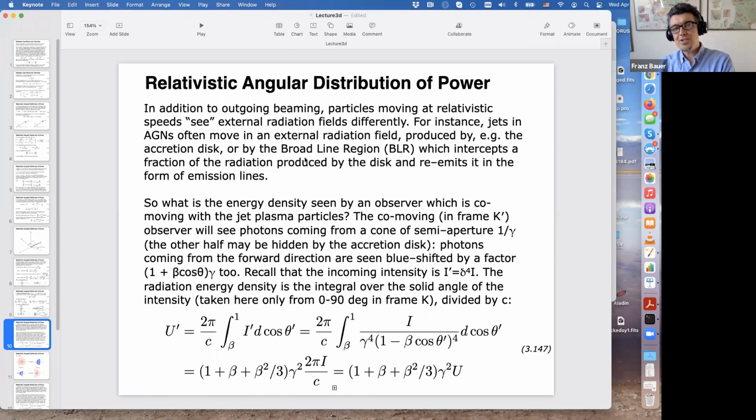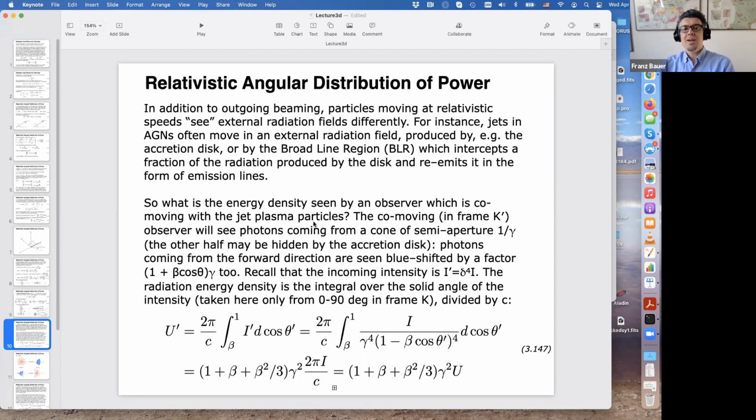This could be light from the accretion disk, could be light from the broad line region, whatever. Basically, what's going to happen is that this moving blob is going to intercept a fraction of this radiation, and it might then interact with it in some way. This has some interesting consequences, so we want to examine that. The basic question is, what is the energy density seen by an observer which is co-moving with the jet plasma particles?